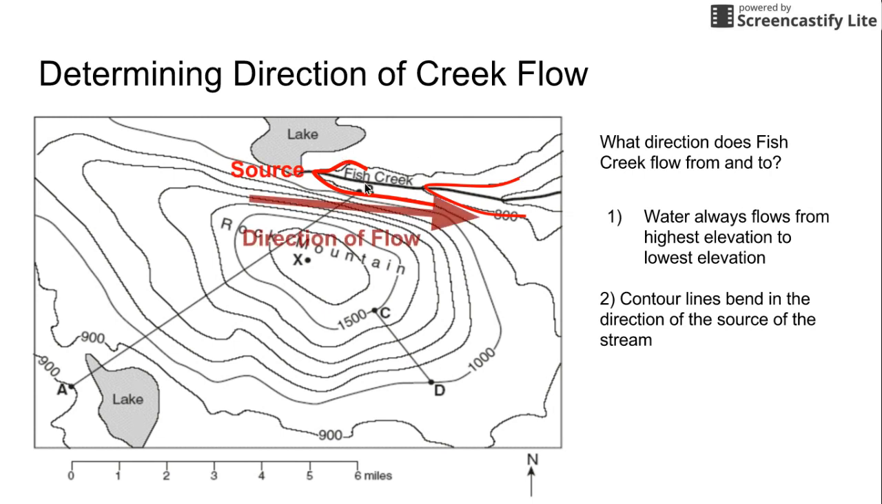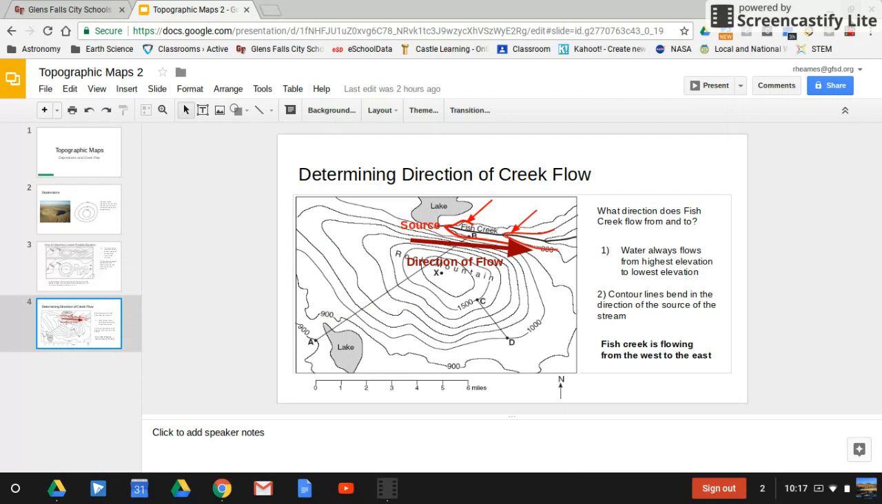So we can see that this is the source right here, this lake, and that the direction of flow is going this way. So to answer the question, we can say that Fish Creek is flowing from the west over here to the east over here.